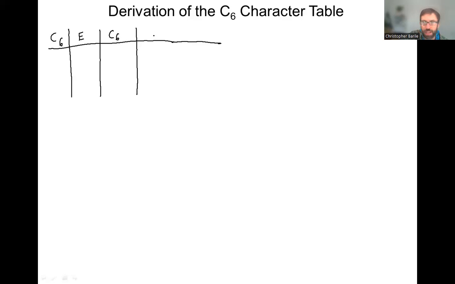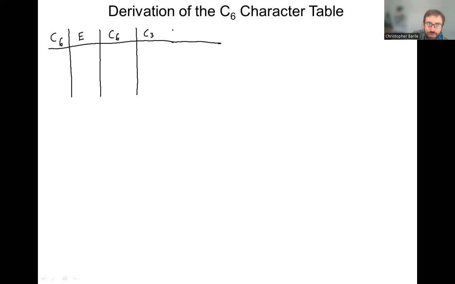By convention, we write the point group of the character table on the top left, and then we put the different symmetry classes. And as we said, they're all going to be in separate classes. So we're going to have identity. We're going to have the C6 class. Notice I dropped the hat notation. Hat notation is used for operations. Now we're talking about classes. Each of these classes only contains the one operation.